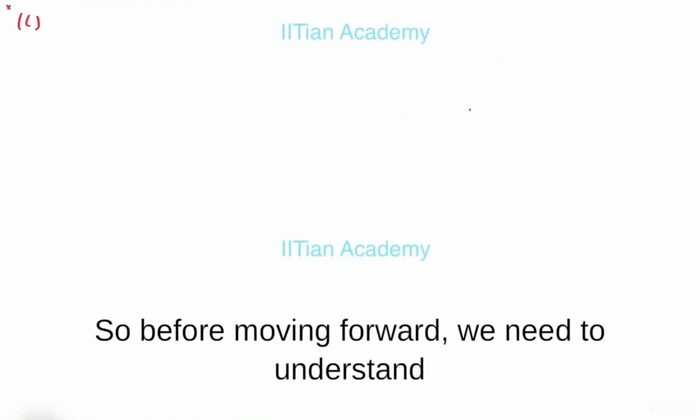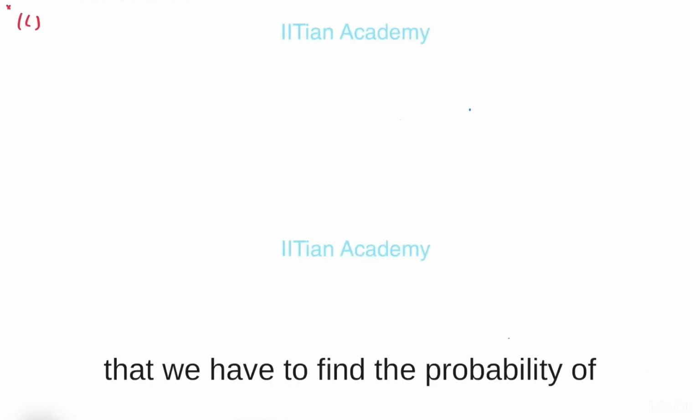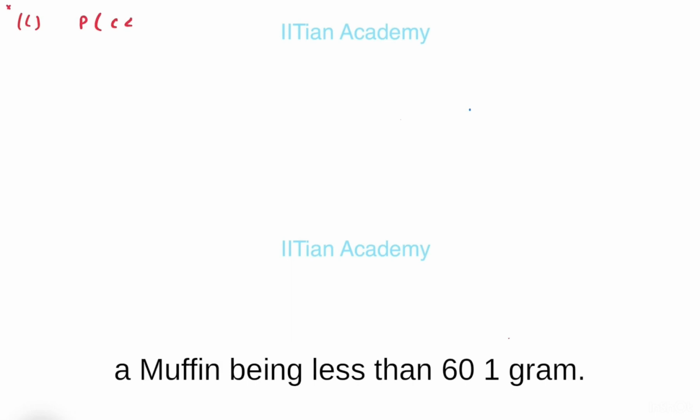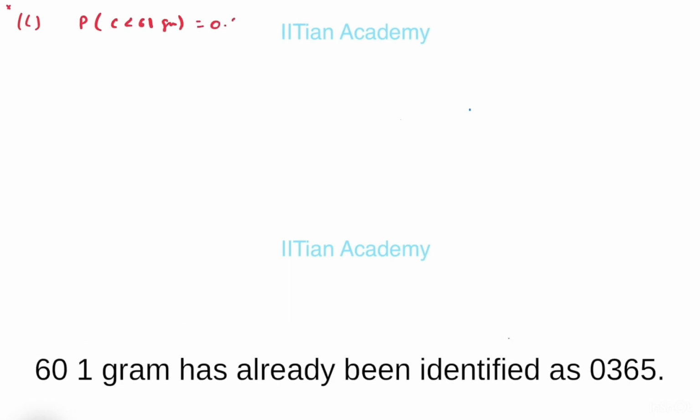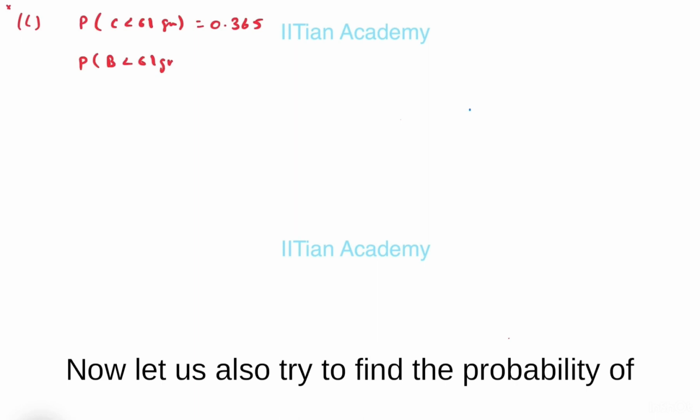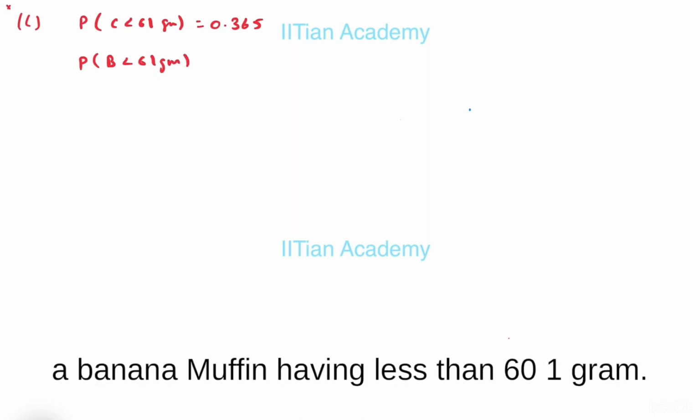So before moving forward, we need to understand that we have to find the probability of a muffin being less than 61 gram. So the probability of a chocolate muffin less than 61 gram has already been identified as 0.365. Now let us also try to find the probability of a banana muffin having less than 61 gram.